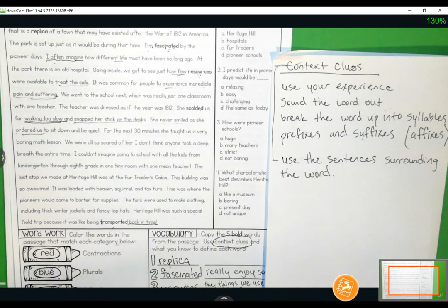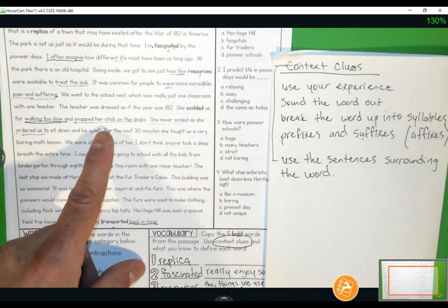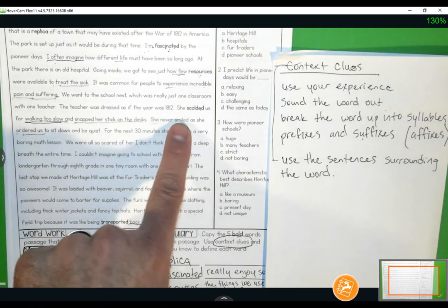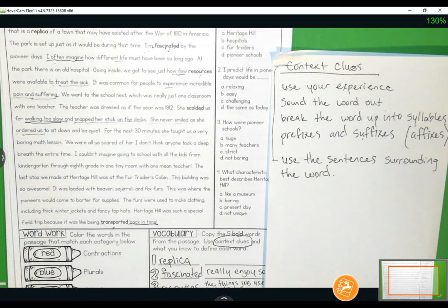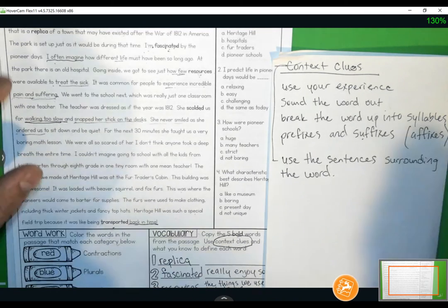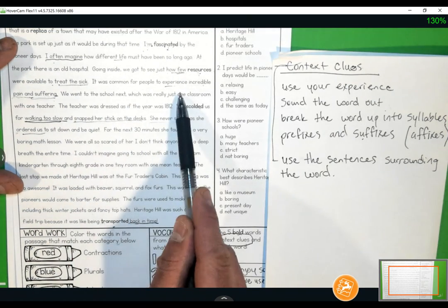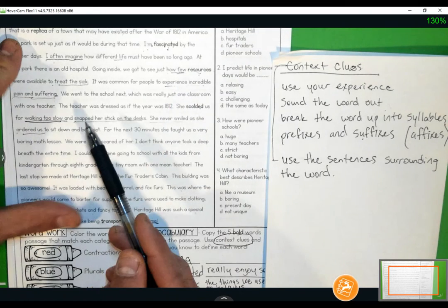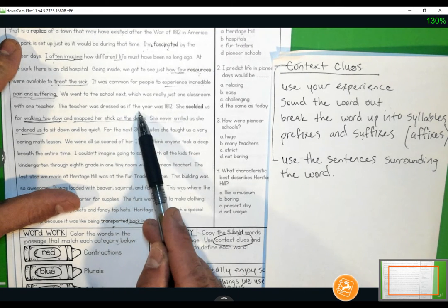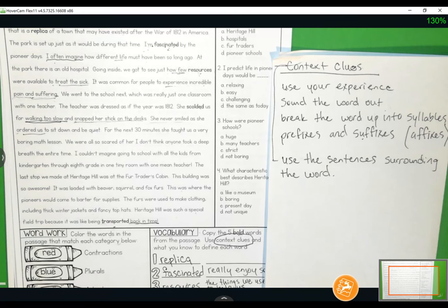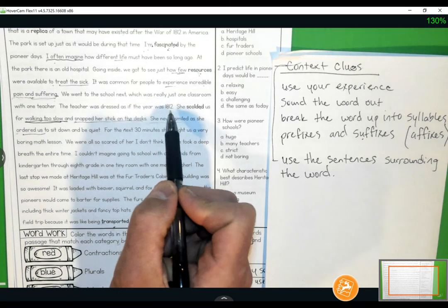So, snapped her stick on the desk. This lady's frustrated. She doesn't like walking slow, and she's snapping sticks on the desk. She never smiled, right? I already have the image in my head of who this teacher is. The sentence prior to the word says, we went to the school next, which was really just one classroom with one teacher. The teacher was dressed as if it were the year 1812. Okay, so it's old school, 1812.